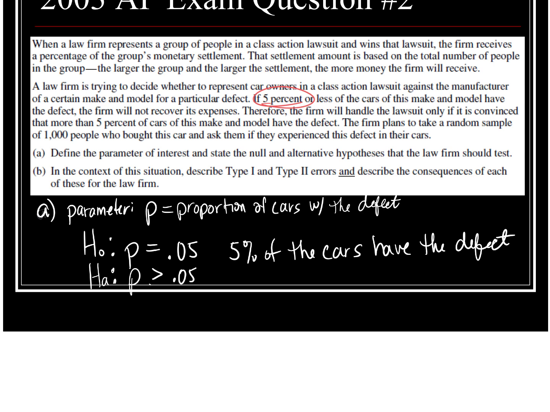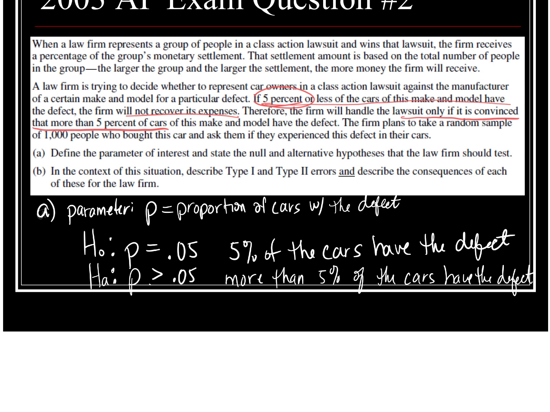Would it be more than or less than? It's greater than. They only go if it's convinced that more than 5% of the cars have the defect. Okay? This is telling you that they will not recover their expenses if it's 5%. Right. If it's greater than 5%, they do. Correct. So then our alternative is that more than 5% of the cars have the defect. Okay.